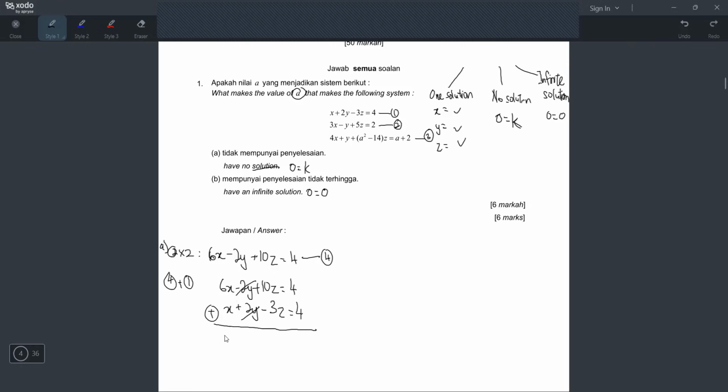You need to add, then only you can cancel the -2y and 2y, because -2y plus 2y is 0. And then 6x plus x is 7x, plus 10z minus 3z is plus 7z, equals 4 plus 4, which is 8. So now I get my equation 5, right?